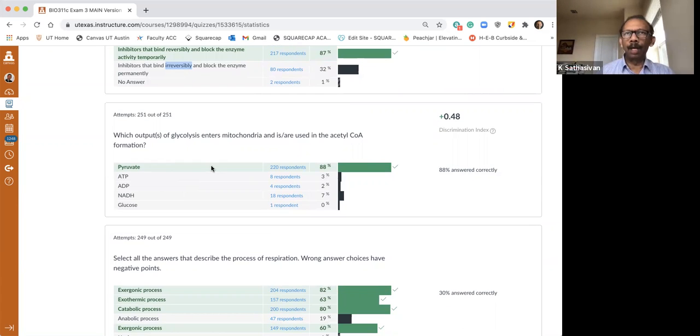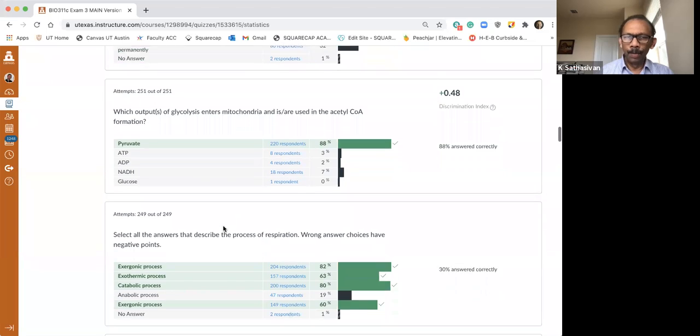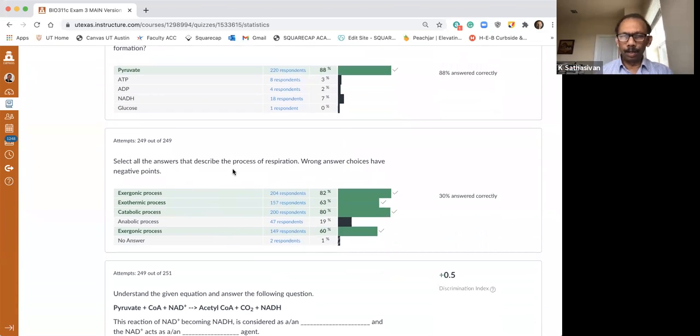This is direct recall. You know it, or you don't know it. 88% got it correct. That's good. Glad you remembered. Also a very high discrimination index. And select all that describe the process of respiration. Here I had repeated exergonic process twice. I meant to have endergonic in one of them, but I repeated that, and I have given credit to all of you who selected that.